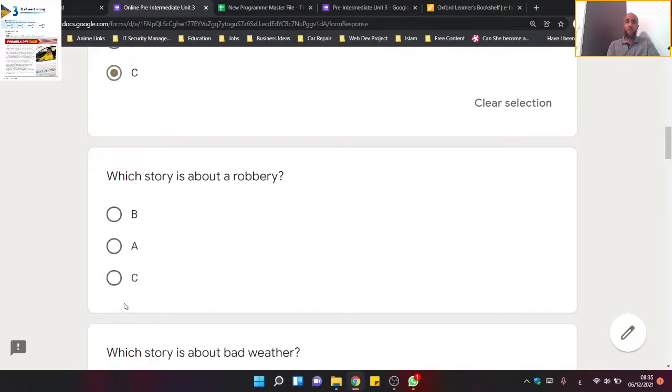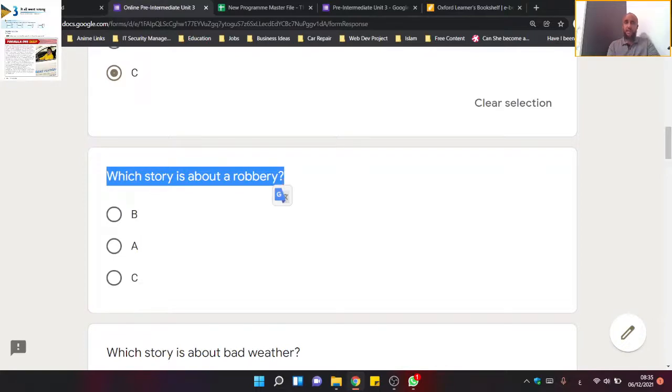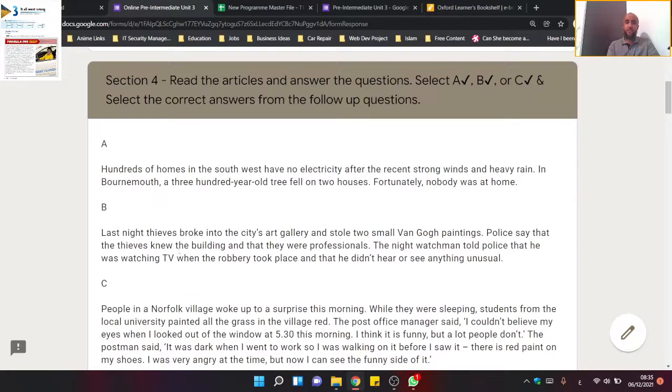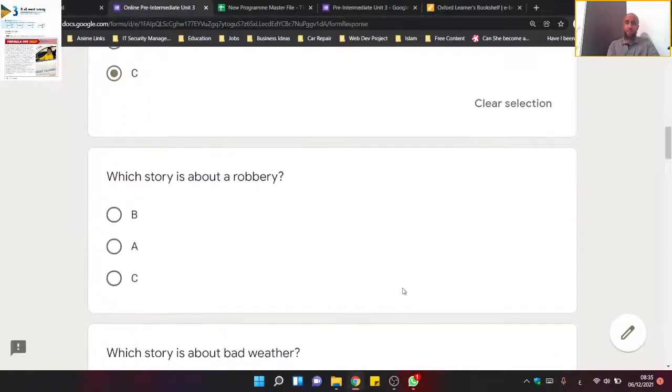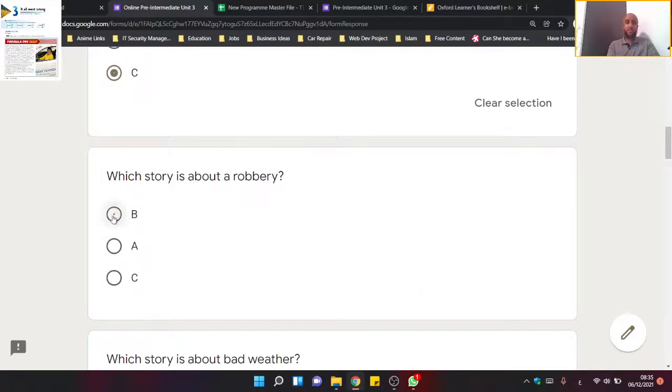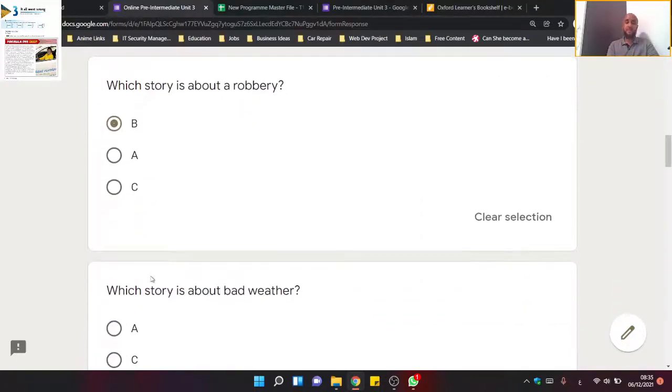Good. Let's try one more. Which story is about a robbery? This is about يعني harami, robbery. And I think you guys agree that this is about story B. Why? Because they are using words like thieves, stole. We have the police. So this is all about robbery, when you steal something. So this is article B.